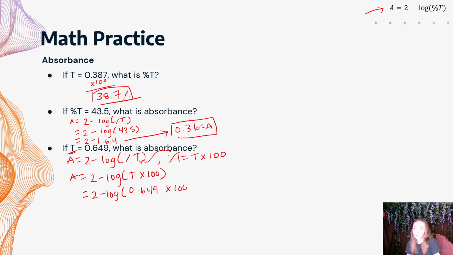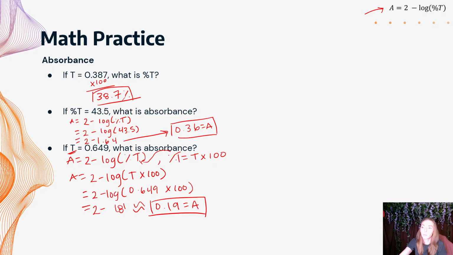So in this case, that's going to be 2 minus log of 0.649 times 100, which is log of 64.9, which equals 2 minus 1.81, which is roughly 0.19 equals absorbance, where absorbance is just how much light was sucked up by the sample. What fraction of light was sucked up by the sample?